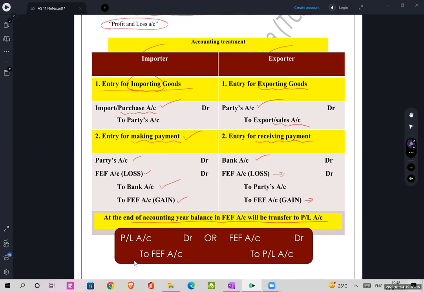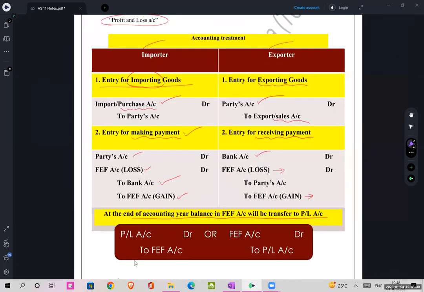So when you are importing, you are purchasing goods, so you will be making payment for the goods. When you are exporting, you are selling goods, so you will be receiving payments. In the next session, I will take up sums for the same with respect to AS 11.